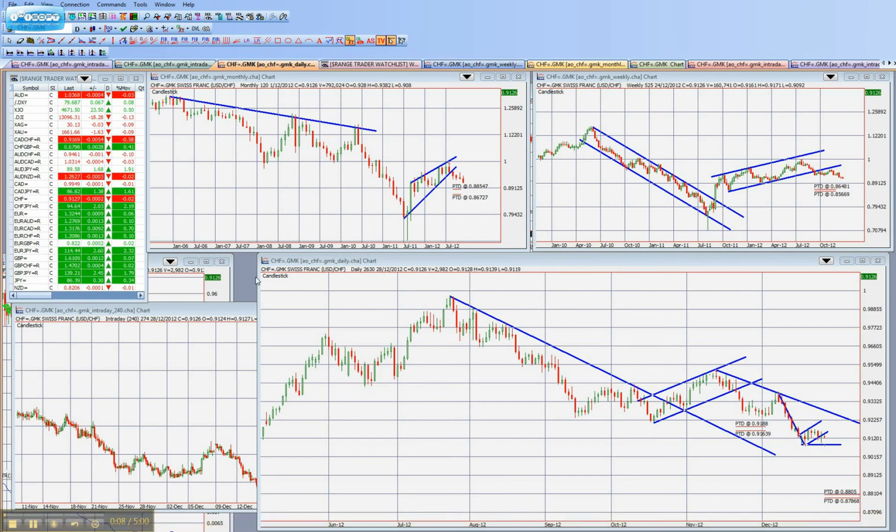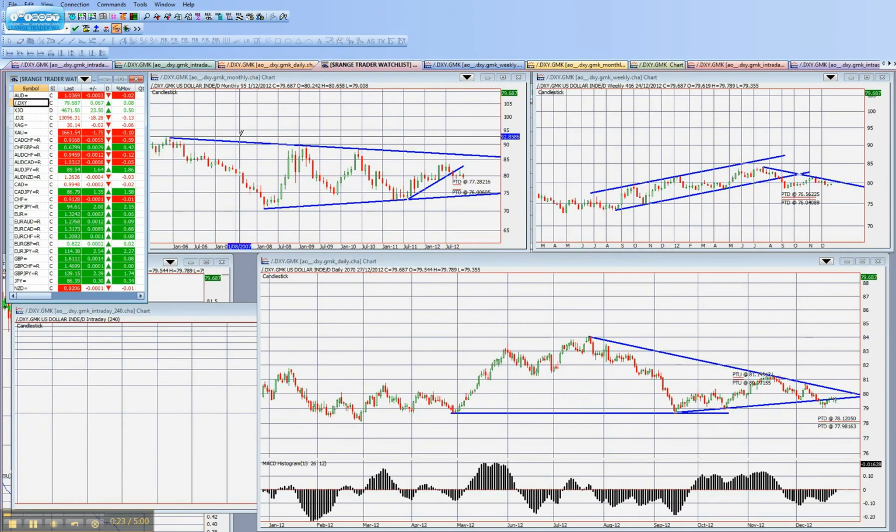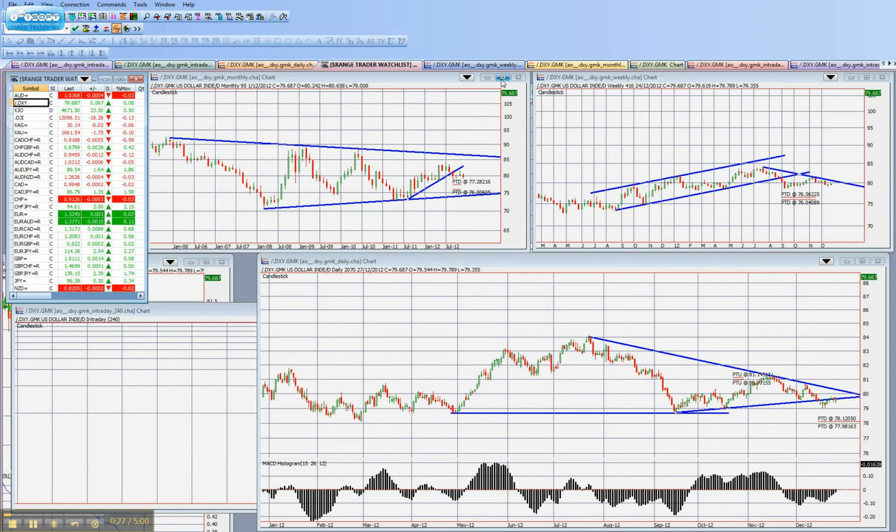Today we'll be talking about the Euro, Australian and also the Swiss, and then we'll touch on the US dollar briefly. So this is for the coming January 2013. Alrighty, so let's go to the brief one that I was going to talk to you about, the US dollar.